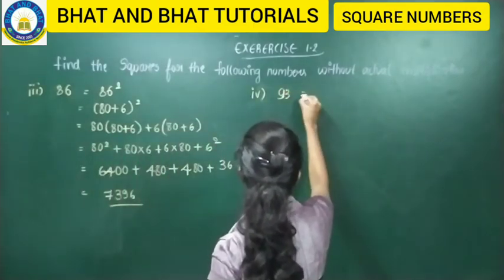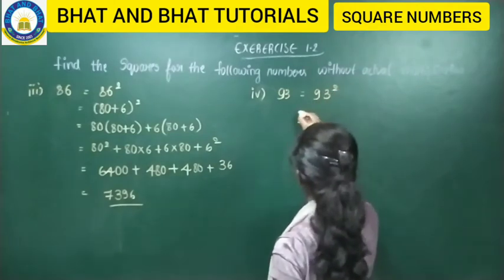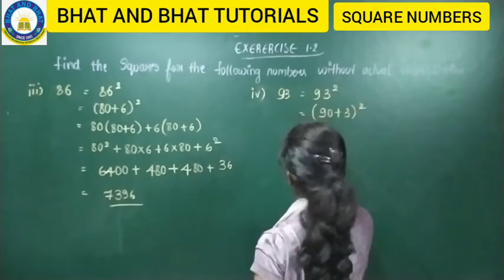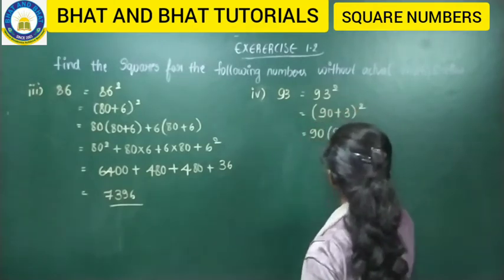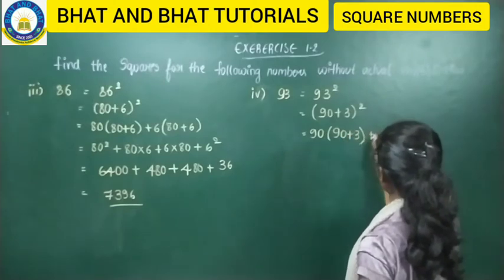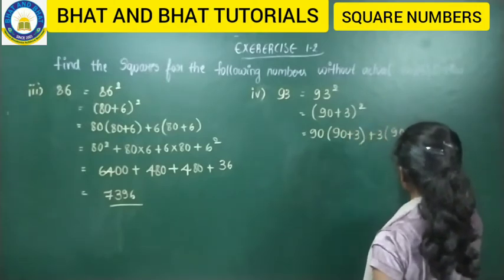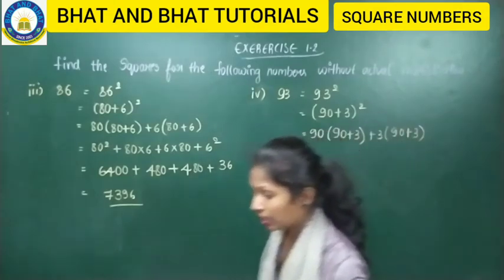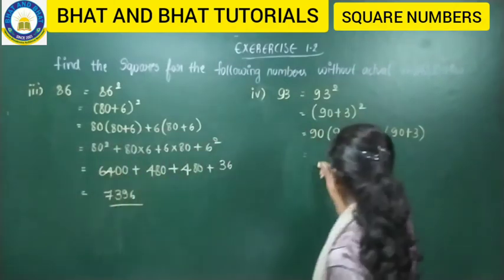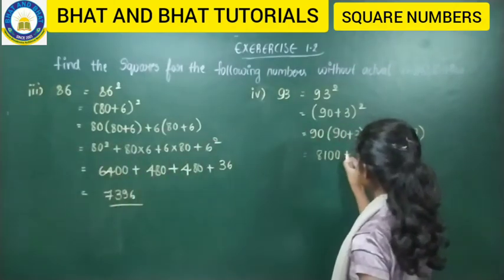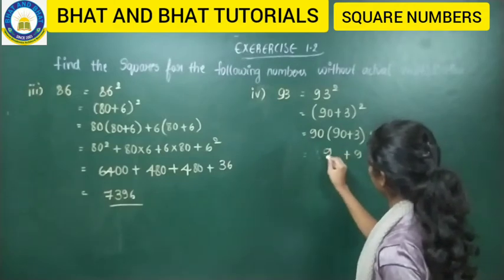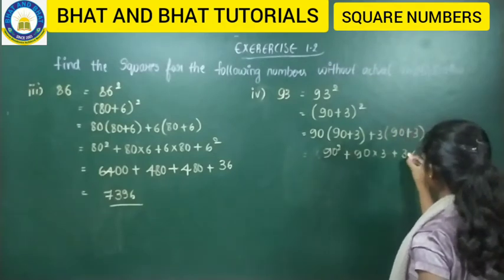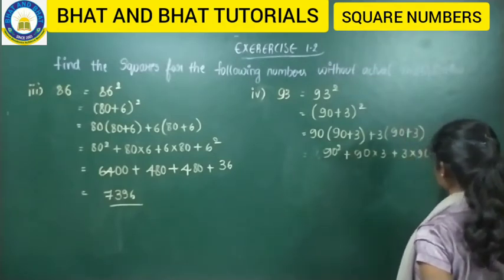So where you will be finding 93 square, that is 90 plus 3 whole square. So 90 plus 3, and now it is 90 plus 3 again. So 90 into 90, 9 nines are 81, so it is 8100, plus 90 into 3 plus 3 into 90 plus 3 square.